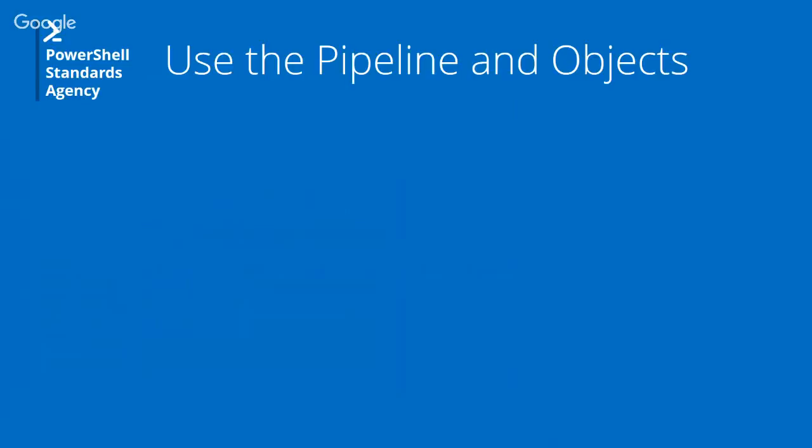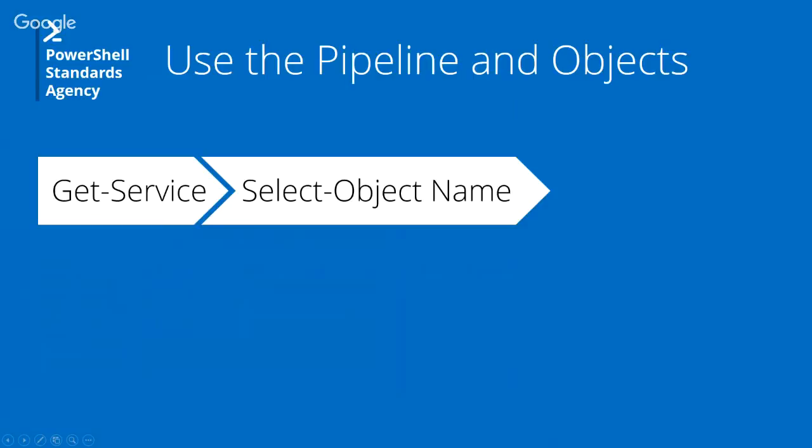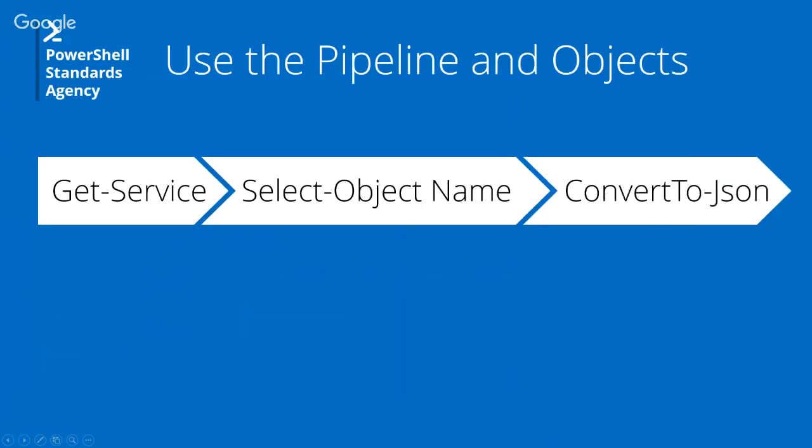So if we, for example, want to get a list of all the services on our computer, we would use Get-Service for that, and then we take the output from Get-Service and put it into the next part of the pipeline, which is Select-Object Name. So we're just selecting the name of the services, and then we take the output of that and put it into ConvertTo-Json. Just to summarize, we're getting all the services, taking the name of them, and converting it all to JSON. And here we can see the kind of output that we would get.